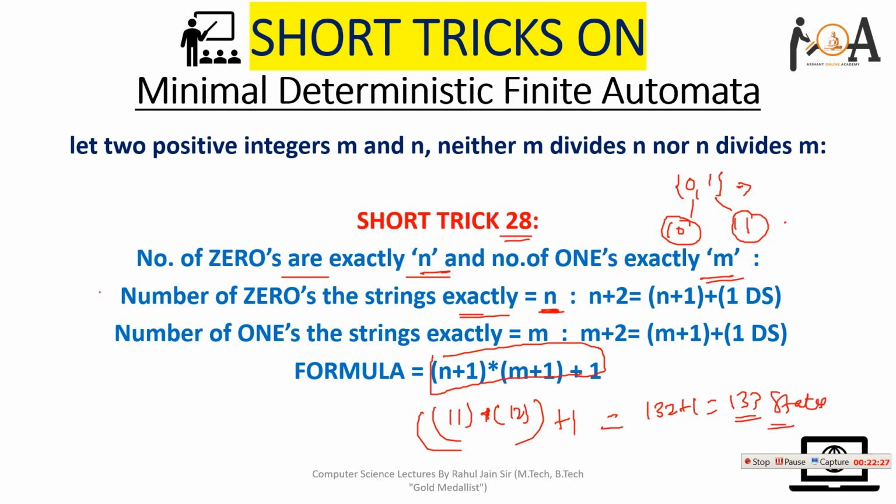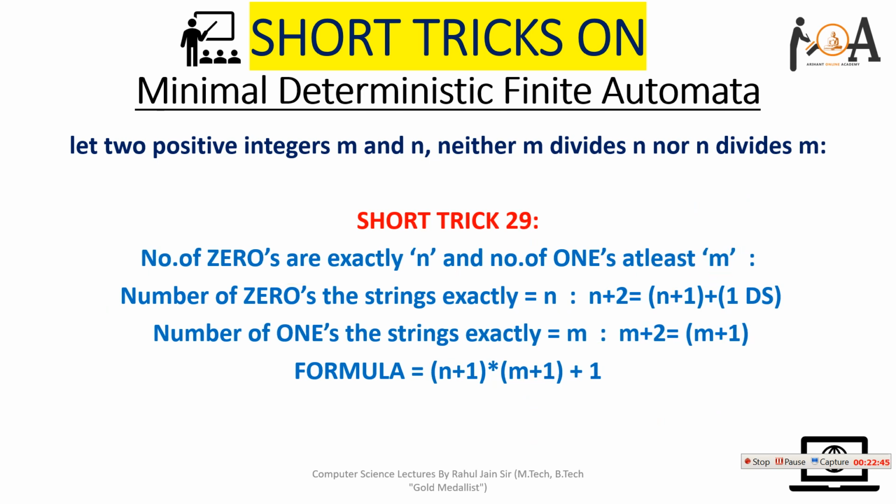So it is the explanation that if number of zeros are exactly n and number of ones are exactly m, then in that case (n plus 1) into (m plus 1) plus 1 is the formula to calculate the total number of states in the minimal DFA.